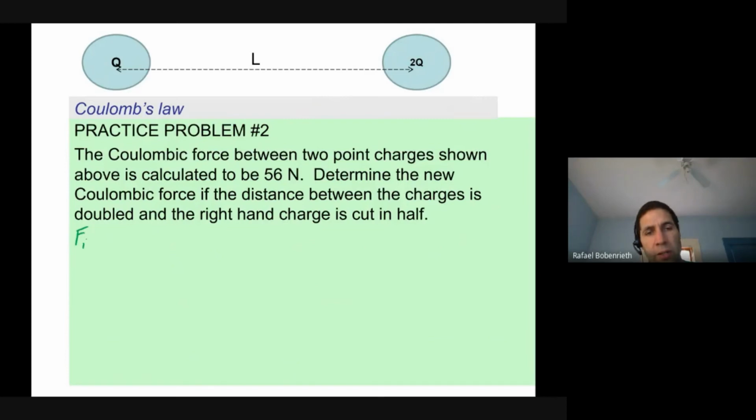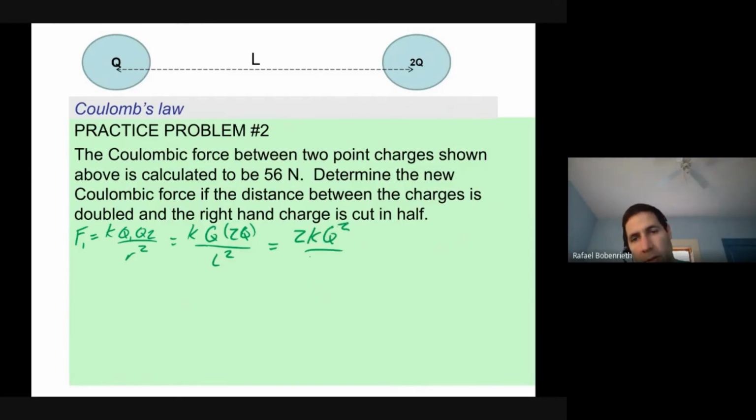We know that in the original scenario, F1 = K Q1 Q2 over R squared, right? And in this case, Q1 is Q, Q2 is 2Q, and the R is L, so L squared. So let's just clean this up: 2K Q squared over L squared equals the force, and we know that's 56 newtons. Pause there. All I did there was substitute in what the problem gave me for Q1, Q2, and the distance.